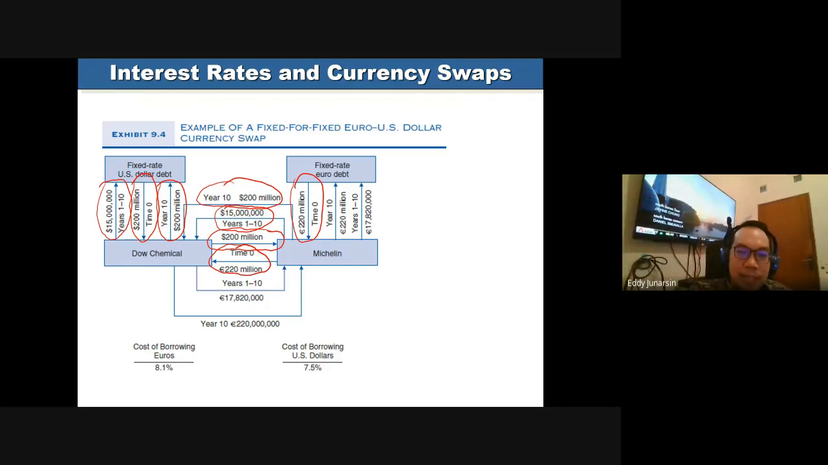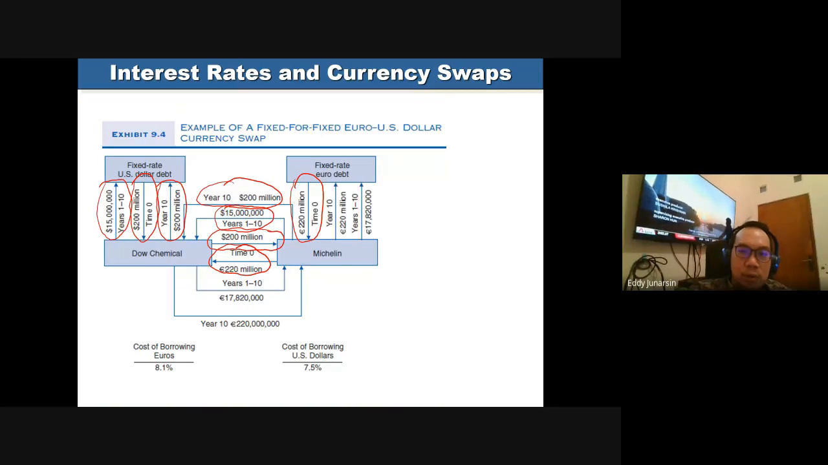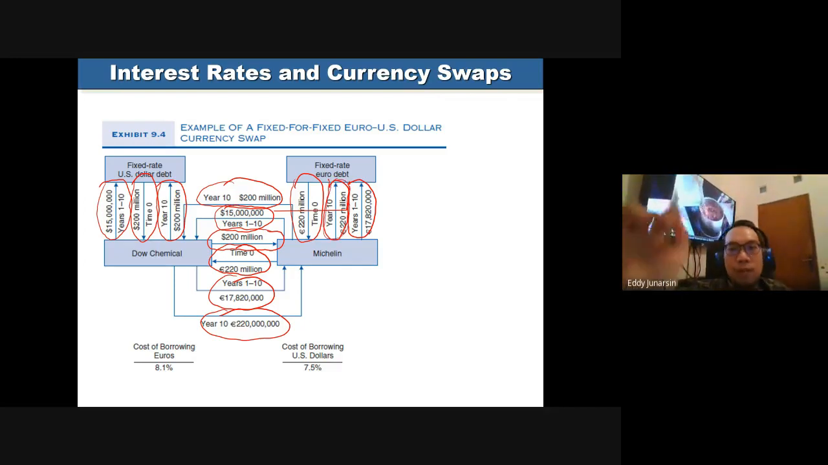And of course, for the next 10 years, Dow has to pay the interest payment of this much, right? 17.8 million euros for the next 10 years, right? So Dow will pay the 17.8 million euros, and this would be proceeded by Michelin to its bondholders or financial institutions, right? And at the end, of course, Dow has to repay the principal. And again, this payment would be proceeded by Michelin to the debt holders.